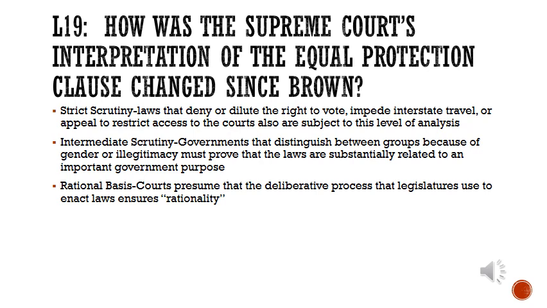This is going to be the lowest level, and we're going to go through these levels in class. Courts presume that the deliberate process that legislatures use to enact laws ensures rationality. So we're going to take a look at these different ones because at the lower level, the courts are going to presume that there's some type of deliberate process, all the way up to strict scrutiny, which is basically when it comes to subjects like denying people the right to vote.